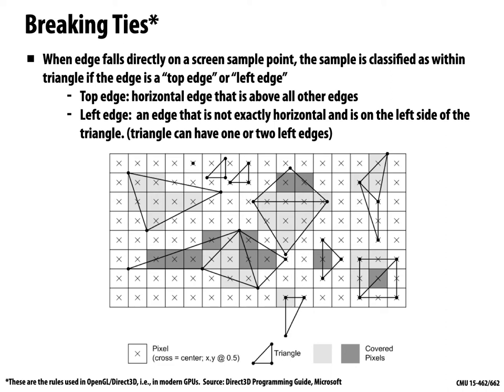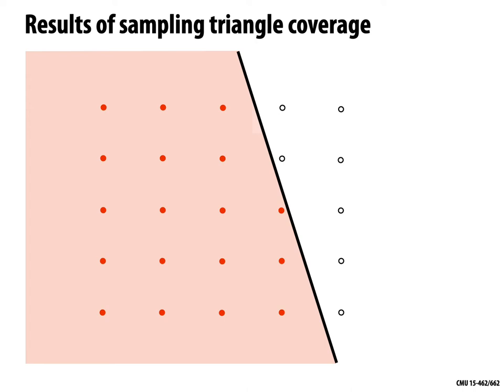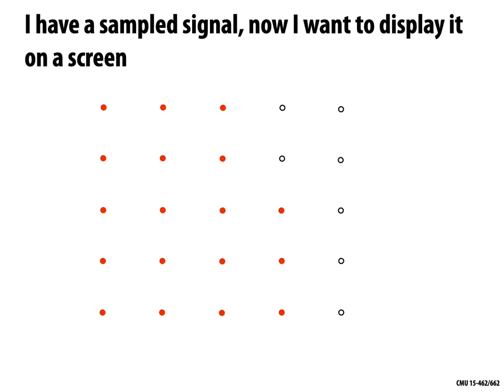So what does it look like once we've sampled triangle coverage? Let's, again, zoom in on our pixel grid. We've got this red triangle, and we've sampled its coverage function onto each pixel center. Some of these centers are turned on, they're colored red. Some of them are turned off, they're colored white. If I think about what data I've actually recorded, I've just recorded this grid of pixel centers, and I have a one or a zero at each center.